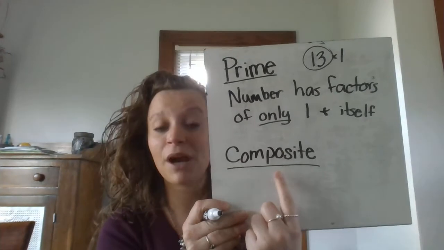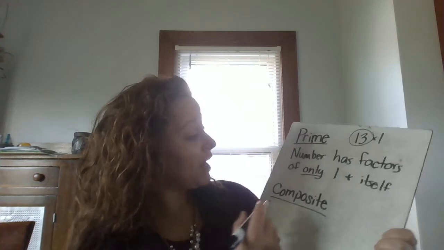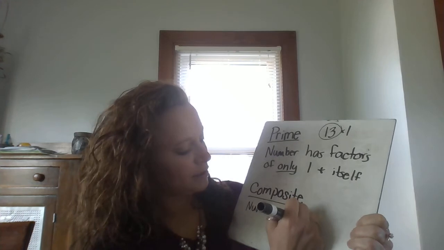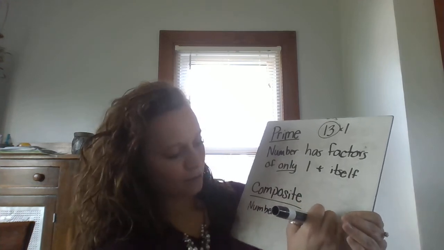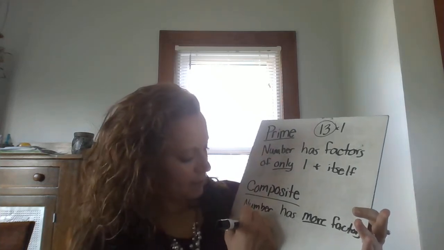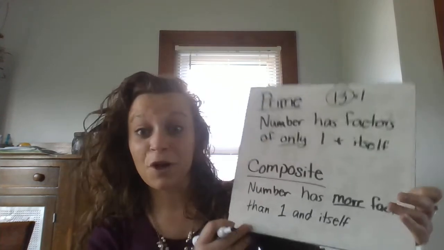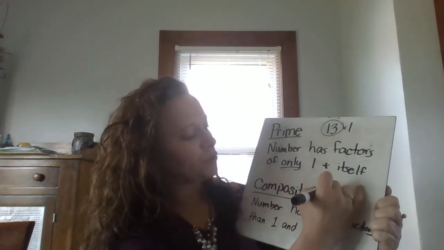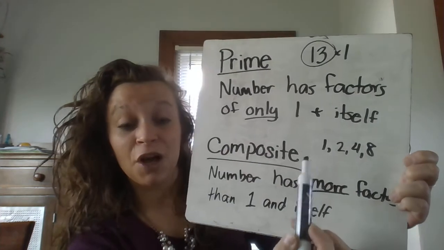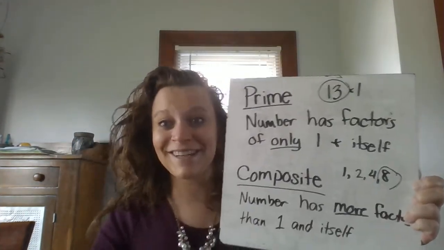So the opposite of prime is composite. If a prime number has factors of only 1 and itself, a composite number is a number that has more factors than 1 and itself. So if we go back to the number 8 we were looking at, 8 has 1 times 8, 2 times 4. So it has factors other than just 1 and 8. It also has 2 and 4, so 8 is a composite number.